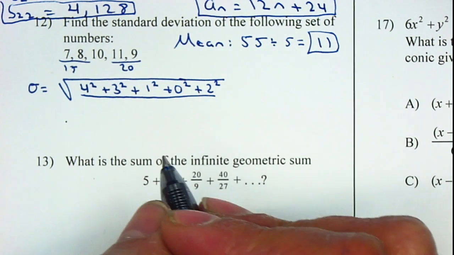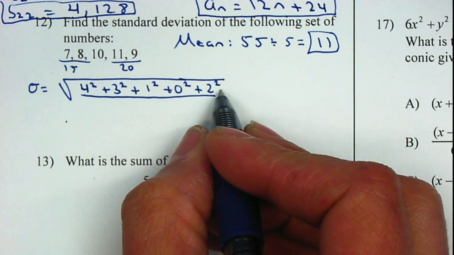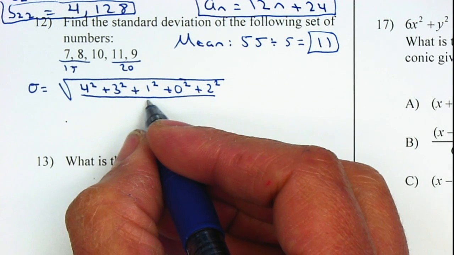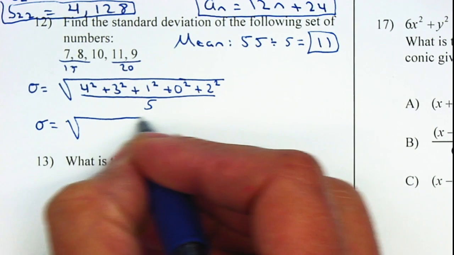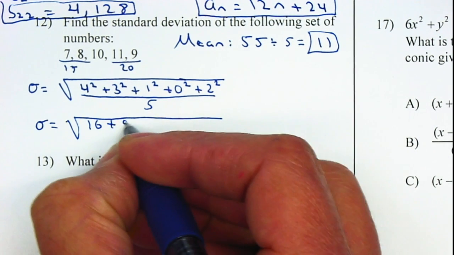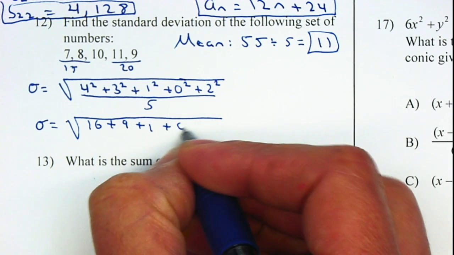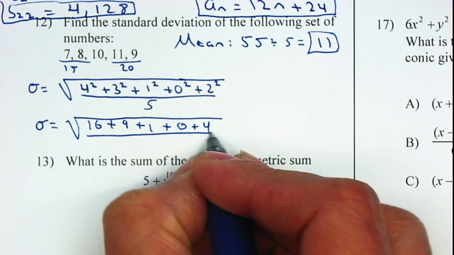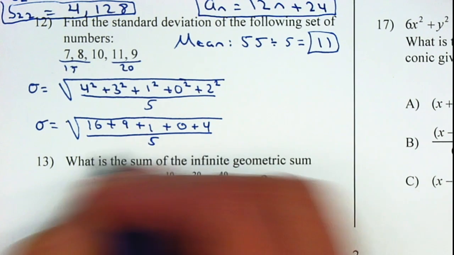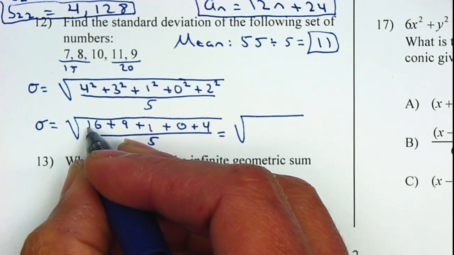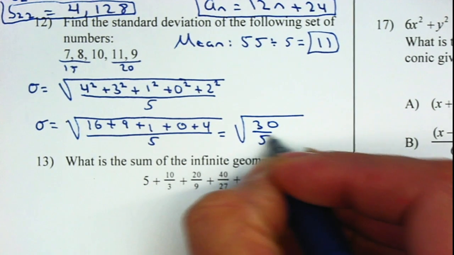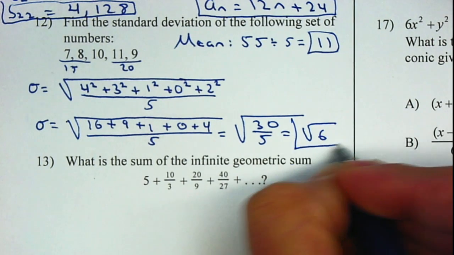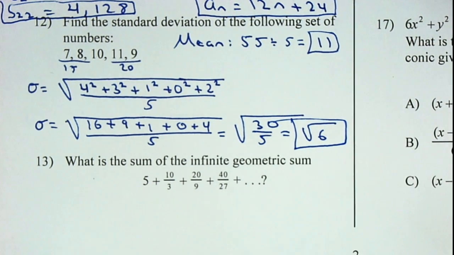Now we are going to add them up, the squares of the differences, and we're going to divide by how many numbers. We're going to take the average of those. Standard deviation, that gives me 16 plus 9 plus 1 plus 0 plus 4, divided by 5. That gives me 10, and 20 is a total of 30 divided by 5. So standard deviation will be square root of 6. And you can just leave it as the square root of 6, that'll be perfect. And that's all you need to do.